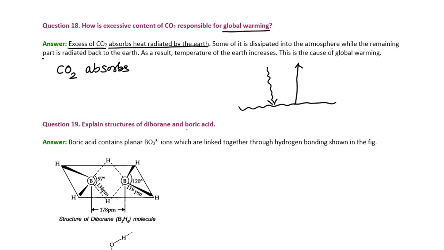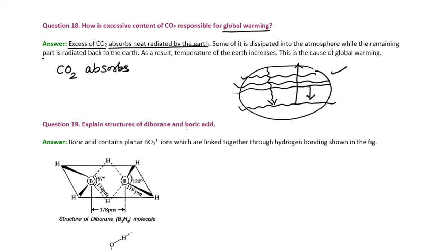But when CO2 is there, what happens? CO2 gas absorbs heat, and therefore that part of the heat is radiated back to the earth. As a result, the temperature of the earth increases, and this is the cause of global warming. So what is the reason actually? Because CO2 absorbs the heat radiated by the earth.